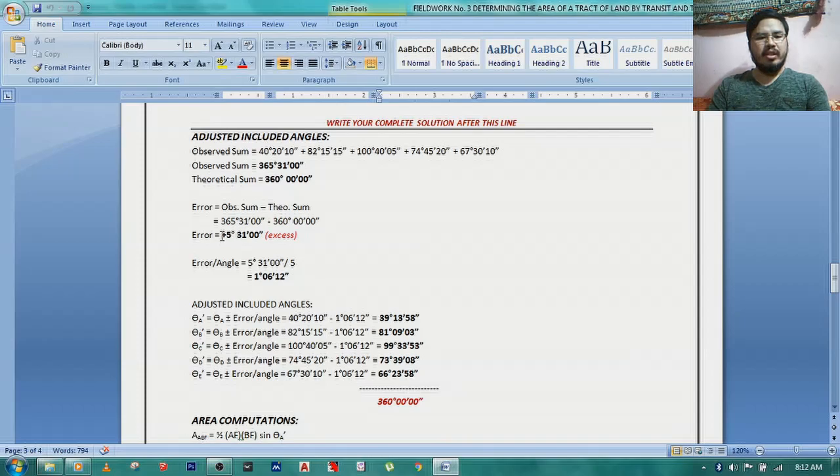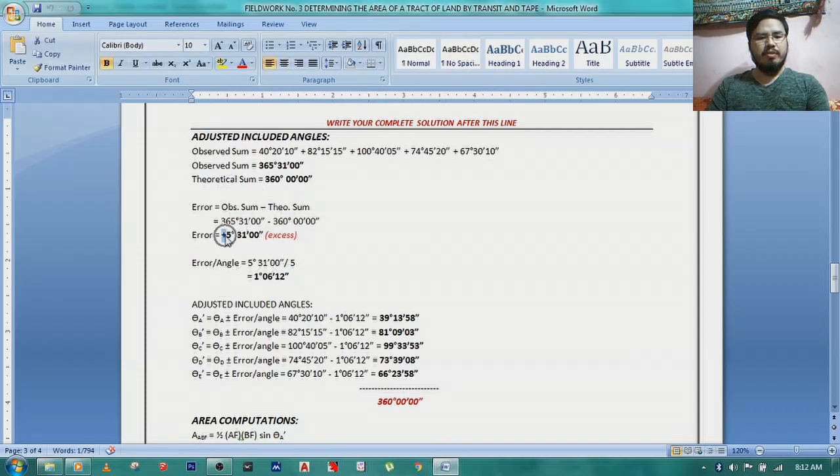As you can see, this is positive. Positive means we have an excess in our observation. So we have an error, an excess error. If this value is negative, that means we have a deficit, meaning the observation of the angles is lacking. Now, since this is positive, obviously our observation is in excess.